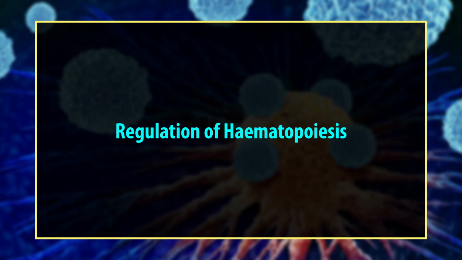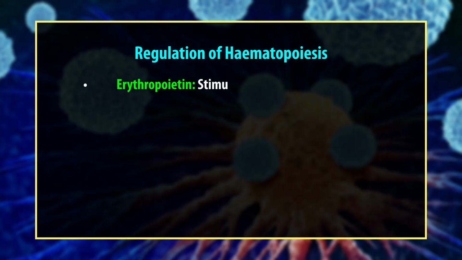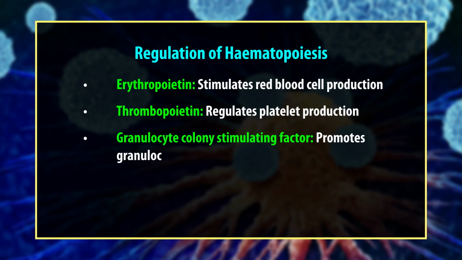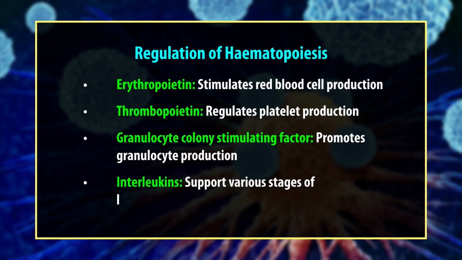Regulation of hematopoiesis. Hematopoiesis is tightly regulated by a network of cytokines and growth factors. Key regulators include erythropoietin, which stimulates RBC production; thrombopoietin, which regulates platelet production; granulocyte colony stimulating factor, which promotes granulocyte production; and interleukins, which support various stages of lymphocyte development.